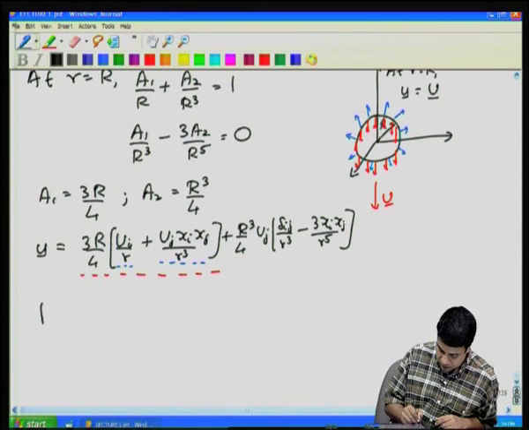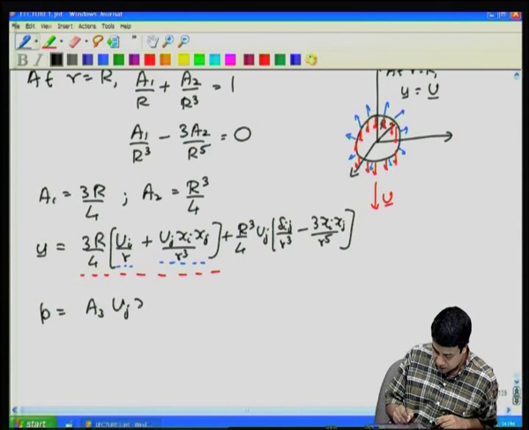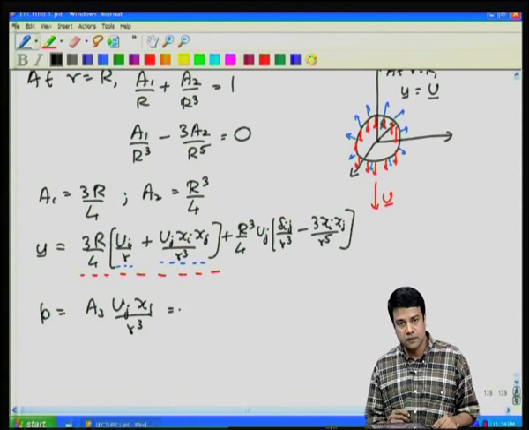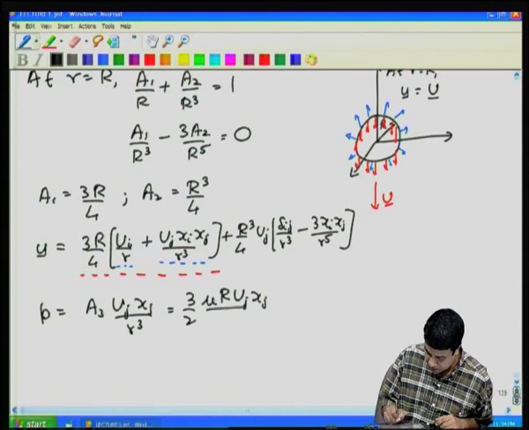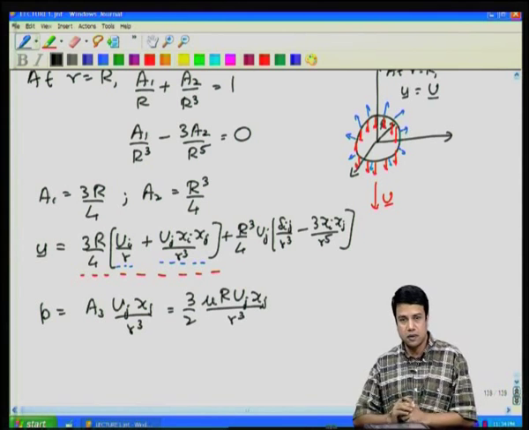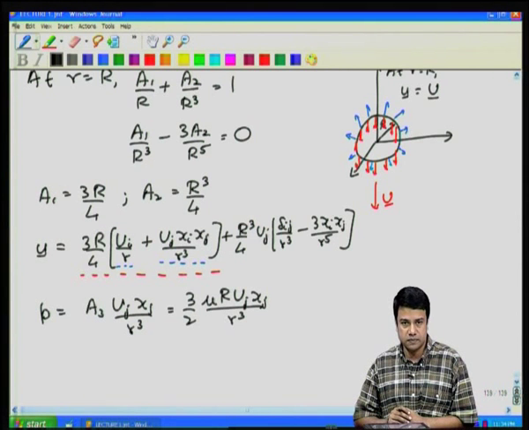The pressure, which was equal to A3 uj xj by r cubed. Okay. If you go back and you look at what A3 was, it was equal to 2 mu times A1. So, this will be equal to 3 by 2 mu r uj xj by r cubed. Okay. So, that is the equation for the pressure.